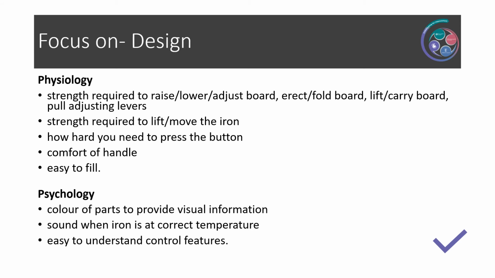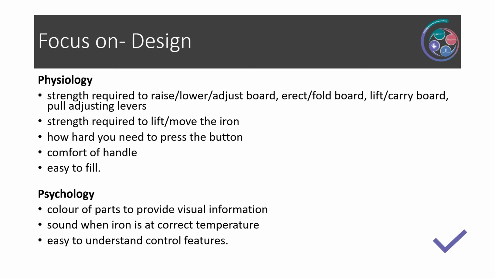Physiology is the study of the human body's strengths and limitations. In terms of this question, that means the strength required to do various tasks with the iron and the ironing board, including how hard you need to press the button, how comfortable the handle is, and how easy it is to fill.